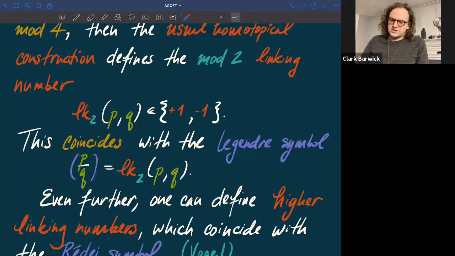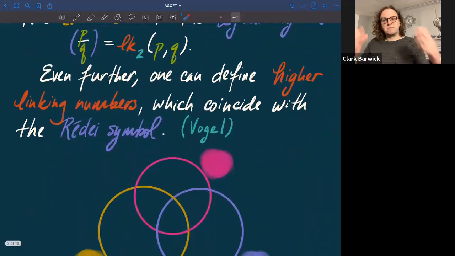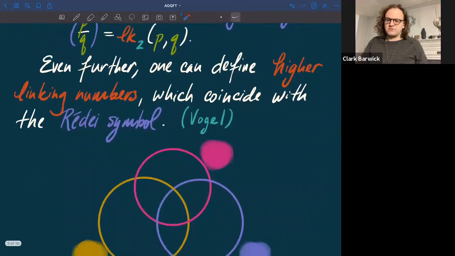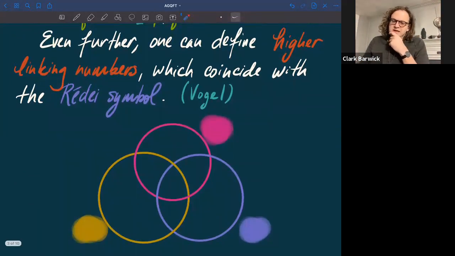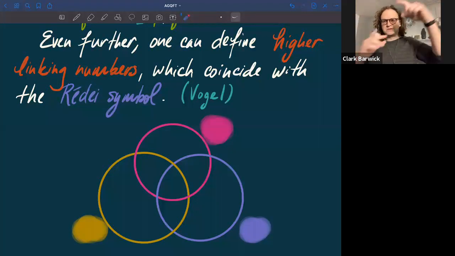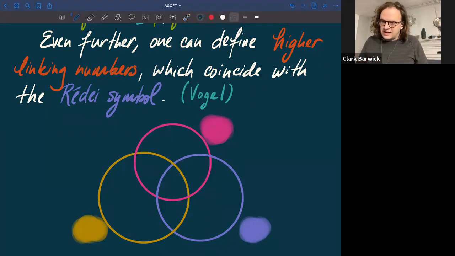You can push this further. You can talk about higher linking numbers by talking about Massey products, again in a purely homotopical fashion. And these turn out to coincide, or at least a triple linking number turns out to coincide with a Rédei symbol. I learned this from the thesis of Vogel. And so you could do something kind of funny. You can start to look for examples of Borromean primes, situations where the 3 of them are linked, but no 2 of them are linked. And this is all happening mod 2. And it turns out that I actually know an example of these, which is 13, 61, and 937.